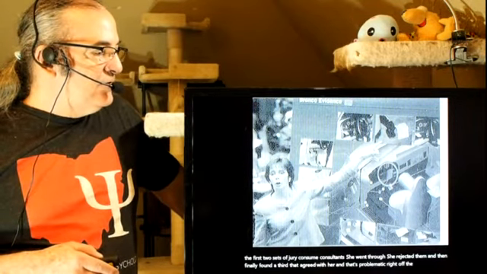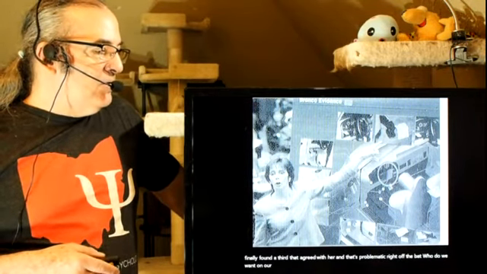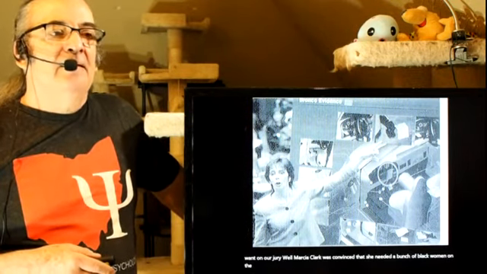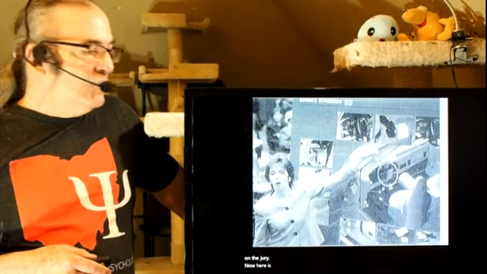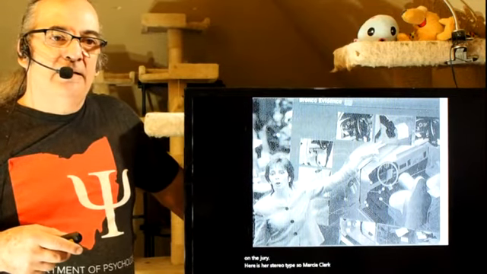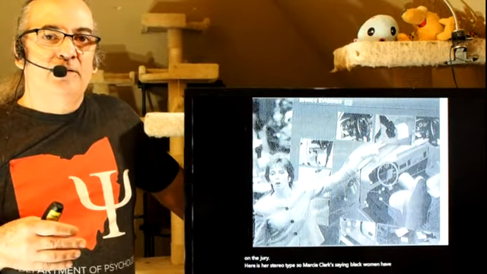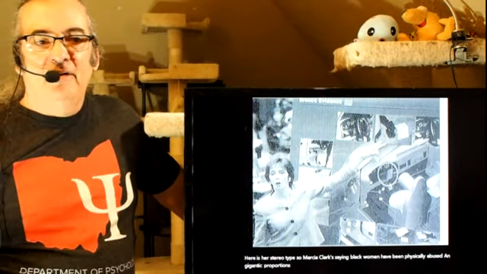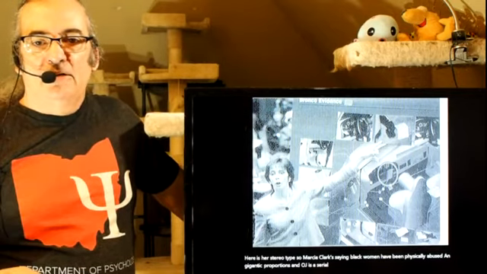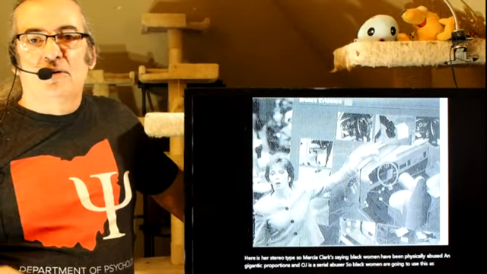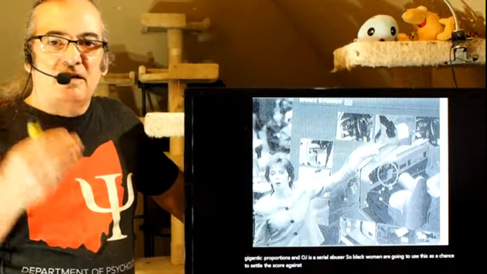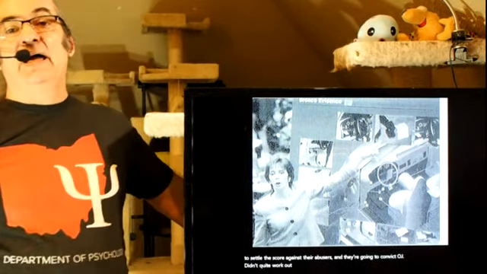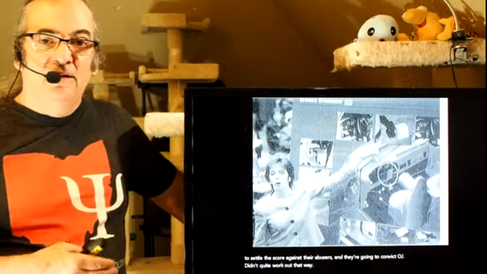Who do we want on our jury? Well, Marcia Clark was convinced that she needed a bunch of black women on the jury. Now here's her stereotype. Marcia Clark is saying black women have been physically abused in gigantic proportions, and OJ is a serial abuser, so black women are going to use this as a chance to settle the score against their abusers, and they're going to convict OJ. Well, it didn't quite work out that way. In fact, it was the black women who voted to exonerate OJ.